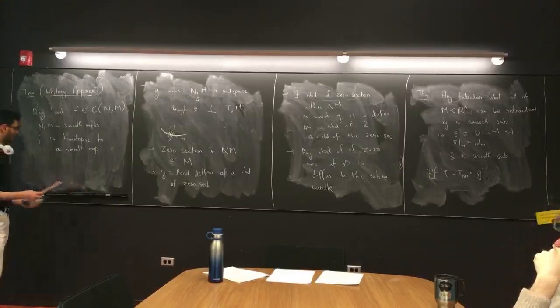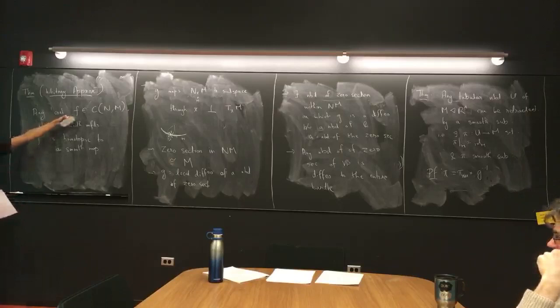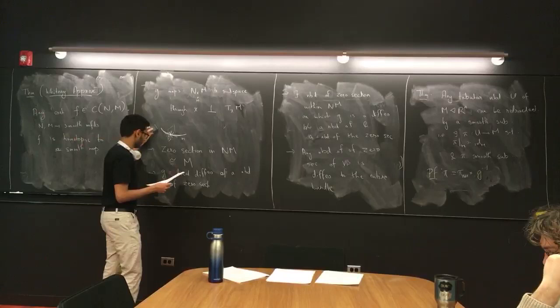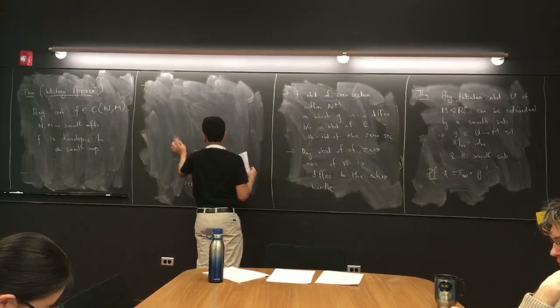So the Whitney approximation theorem guarantees that instead of working with continuous maps between smooth manifolds, you can work with an approximation to that map, which is a smooth map. And this approximation will be homotopic to the original map. Basically, the difference from the first approximation theorem that we covered today is that there's no way to measure distances here. Exactly.